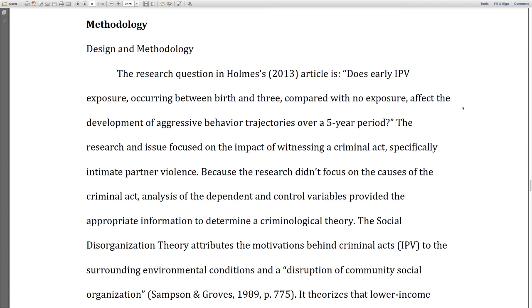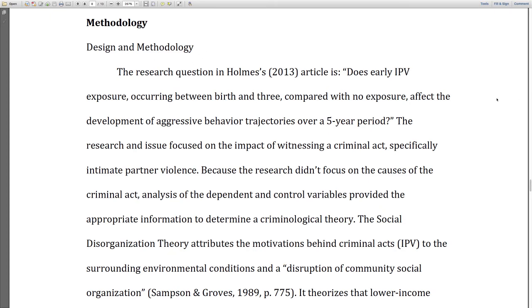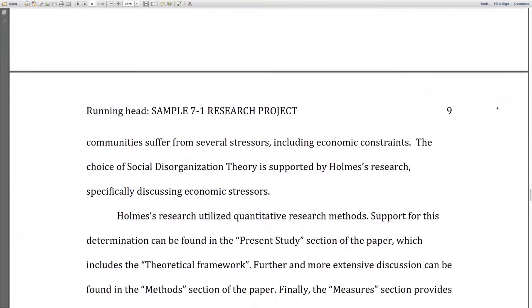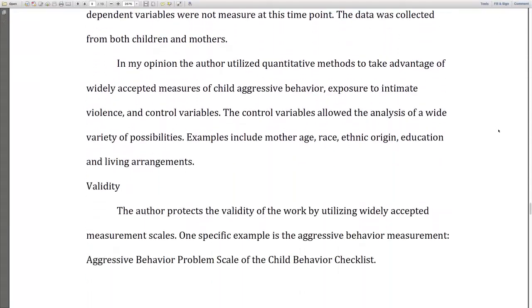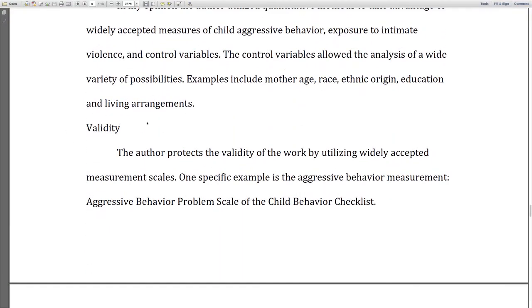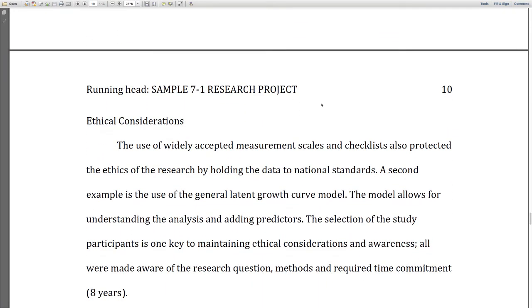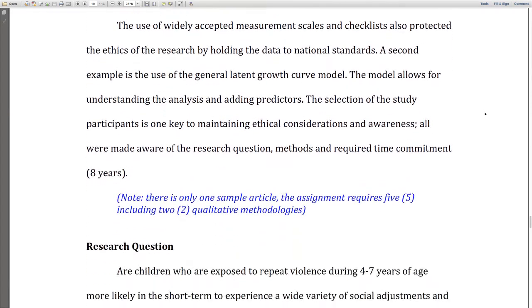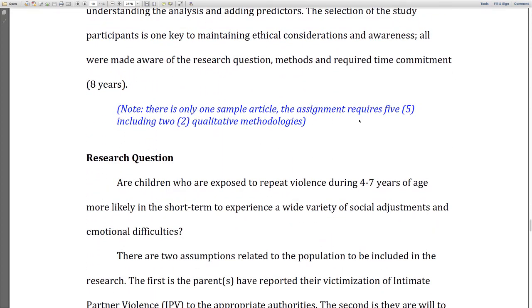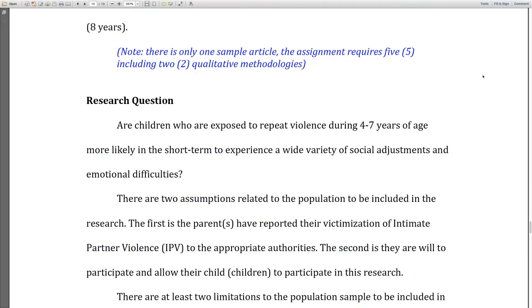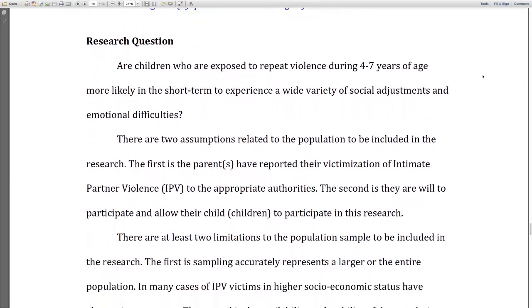Okay, here's methodology. So again, I would use the headings to make sure you have design and methodology. Scroll down here a little bit. There's the section on validity. Here's the section on ethical considerations. Note, once again, there are only 2 articles here, but that you need 5 articles. So don't look at this sample and think because there are 2, that's all you need.